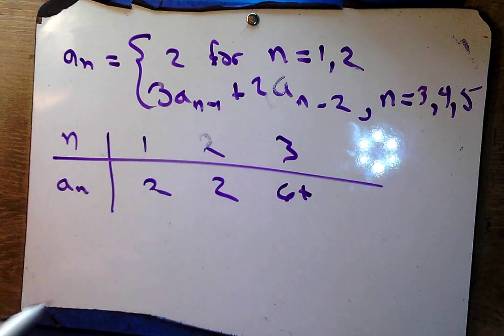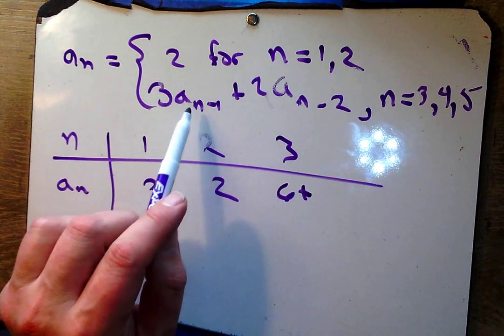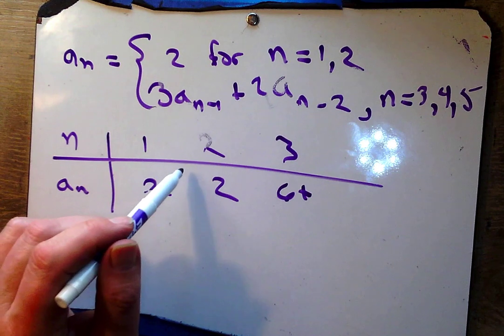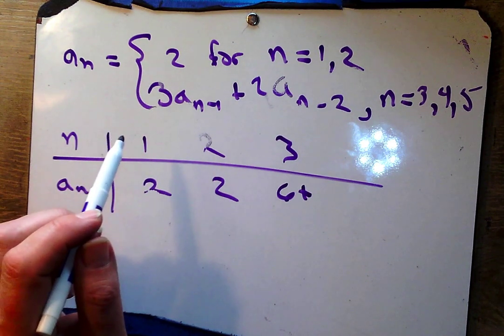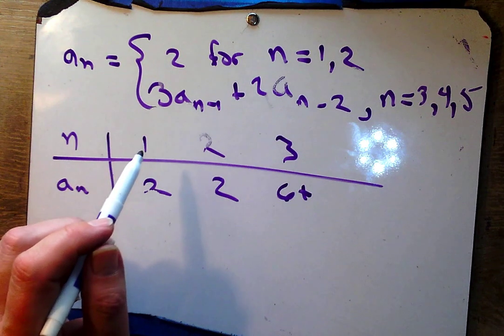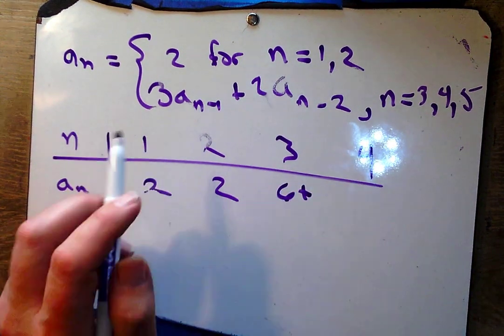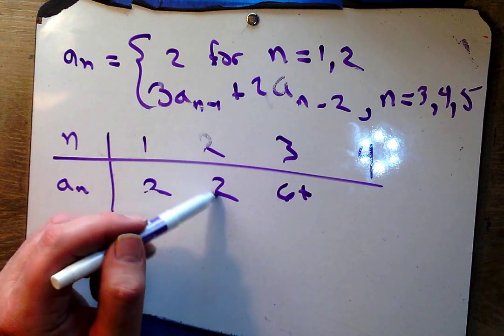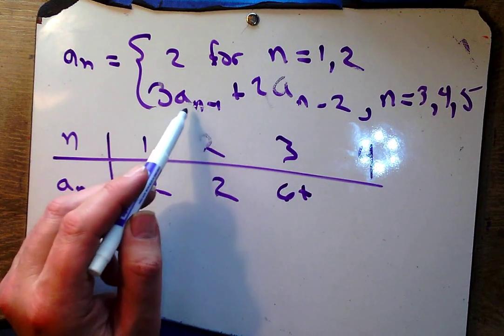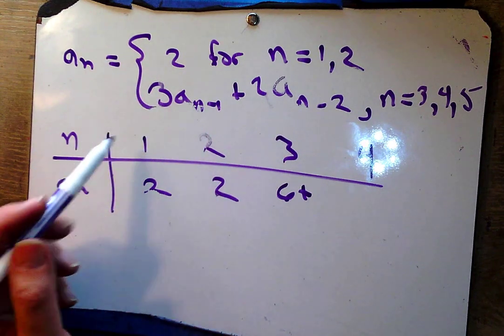3 times a sub 1 is 2, 6. Got lost in it. Sorry. Okay, 6, 2, 1, 2.